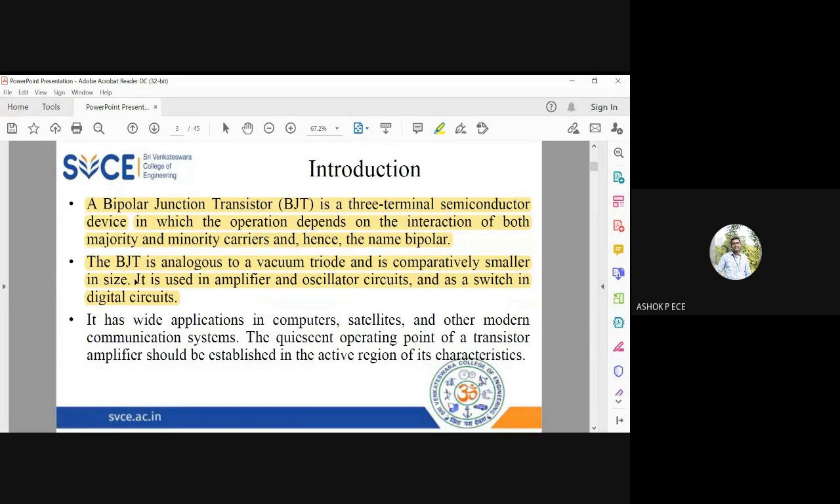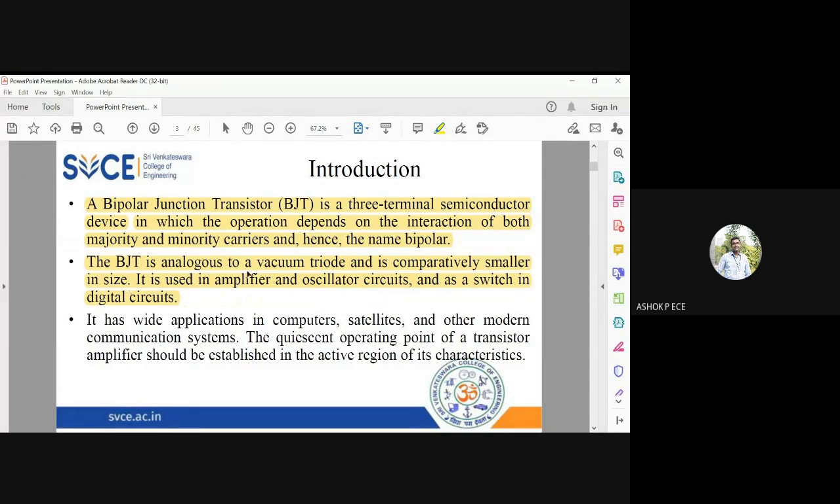And BJT is used in amplifiers. So the main application of BJT is amplifier and oscillator circuits. An amplifier is a device which will boost your signal strength. Okay. And an oscillator is a device which is going to generate signals, and BJT also acts as a switch in digital circuits.